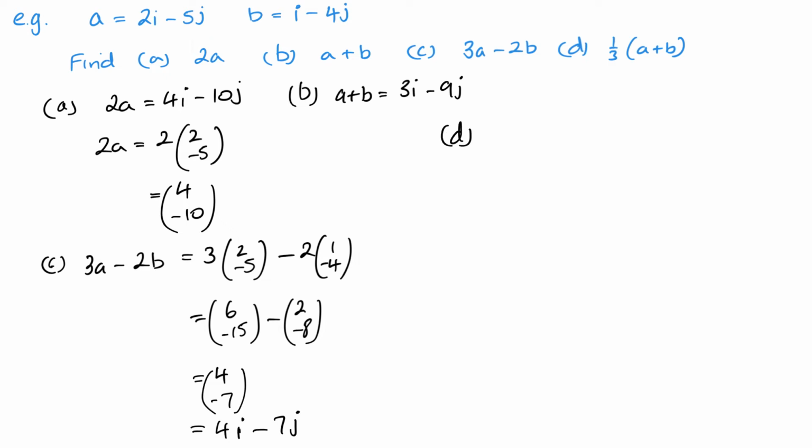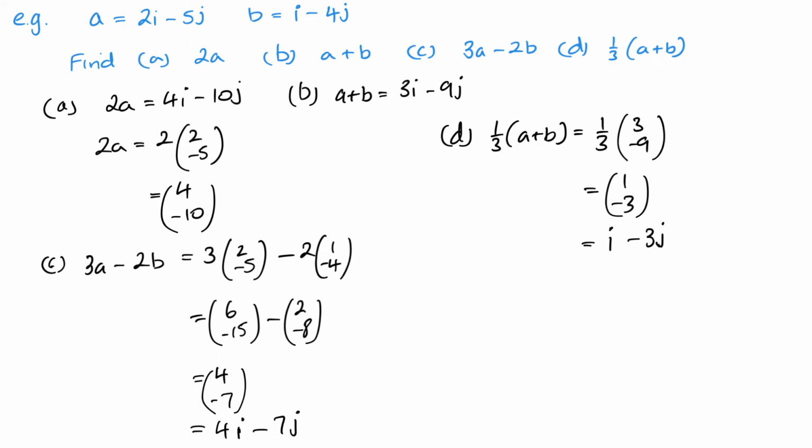And then finally part d, we've got 1/3 of a plus b. Well, we've already worked out a plus b in part b. So this is 1/3 of 3i minus 9j. Okay, which you can see is 1i minus 3j. And as I said before, another way of writing this would be in column vector format, to be more specific. So we've got 1 and minus 3, or i minus 3j. Okay, so you can see it's quite fluid where you can switch between column vectors and unit vectors.